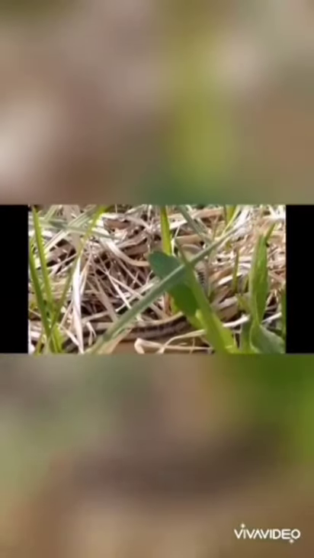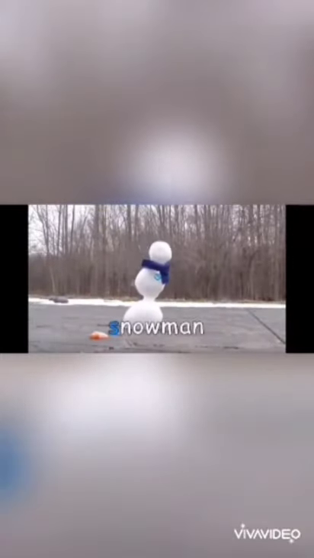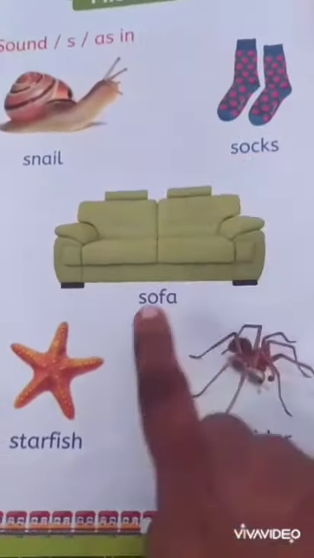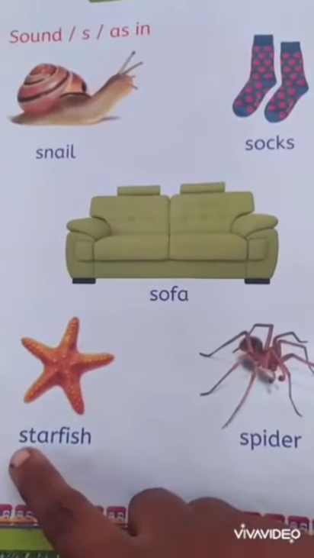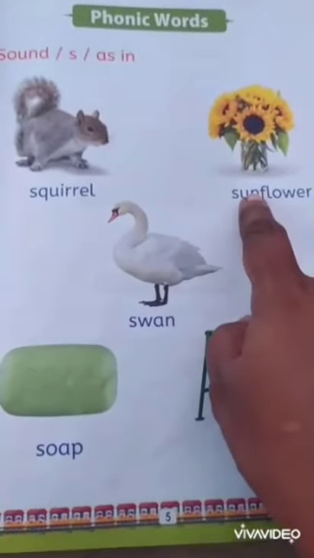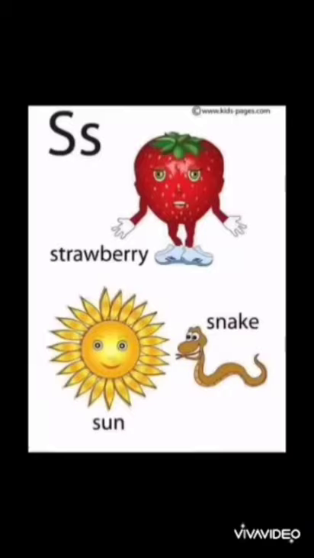Children, let us learn some words that start with the sound s. Snake, socks, snowman, snail, socks, sofa, starfish, spider, squirrel, sunflower, swan, soap, swing, strawberry, sun. Then let us see the next letter.